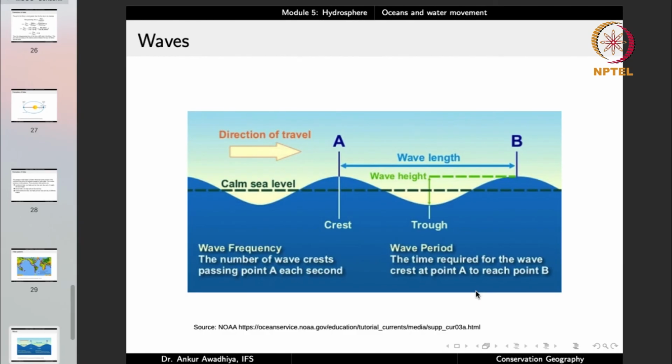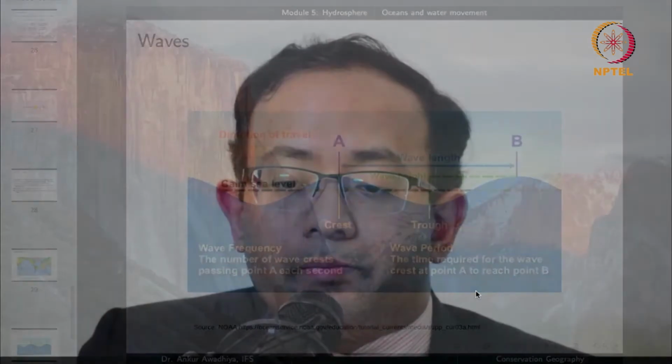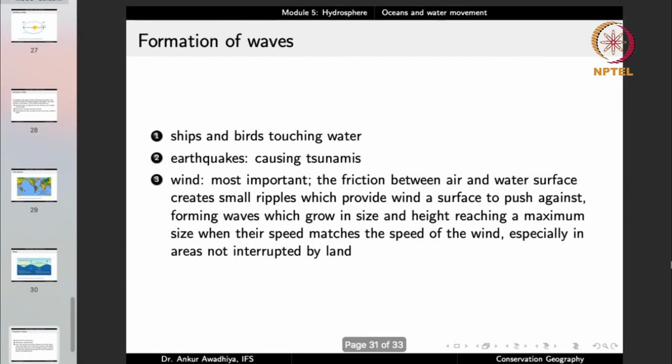Another motion of the ocean water is in the form of waves. Now when we have a wave that is traveling, the particles of water only move up and down. They do not move in the direction of the wave. Wave only transfers energy, it does not transfer the mass. And waves originate when ships or birds touch water and create a ripple, or if there is an earthquake that creates a tsunami wave, or when there is wind.